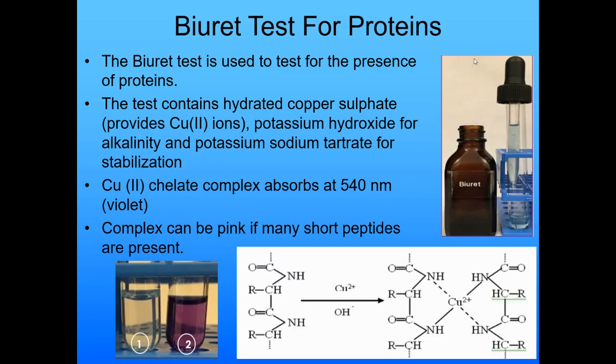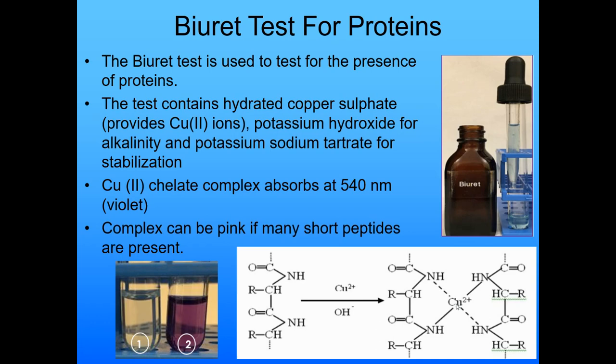The test we're doing for protein actually tests for the presence of the peptide bond. So the test is called Biuret. And Biuret contains copper sulfate, which provides the copper 2+ ions needed for this reaction, potassium hydroxide for alkalinity, and potassium sodium tartrate for stabilization. And what happens is that the copper 2+ ions form a chelation complex with the peptide bond. And that absorbs at 540 nanometers, which happens to be purple. So that's what makes this solution purple.